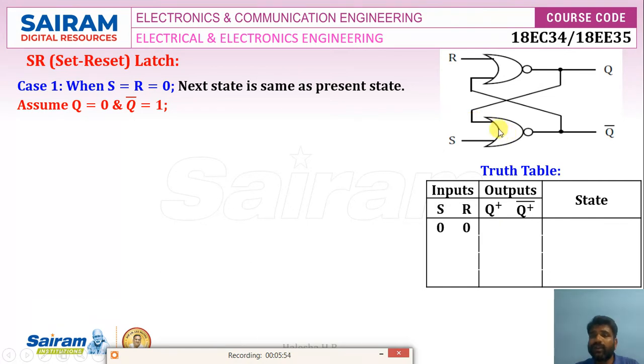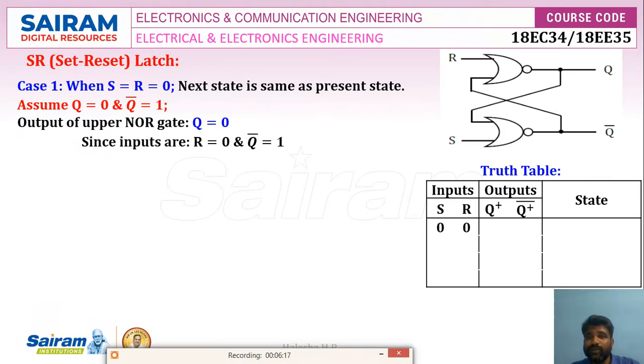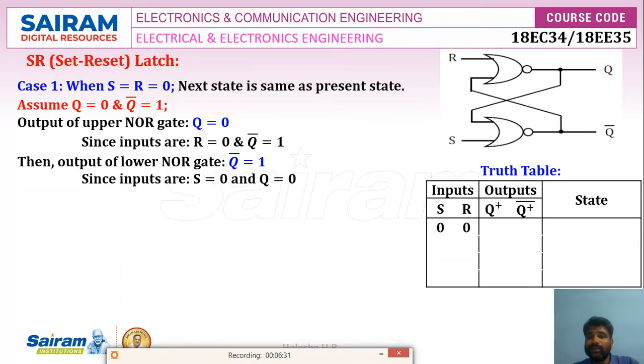Q bar is equal to 1 is connected to the upper NOR gate. Whatever the other input may be, its output is 0, because one input to the NOR gate is 1. So the output of the upper NOR gate, that is Q, is equal to 0. Then, since the inputs are R is equal to 0 and Q bar is equal to 1, the output of the lower NOR gate Q bar becomes 1, because the inputs are S is equal to 0 and the recent Q, Q is equal to 0.